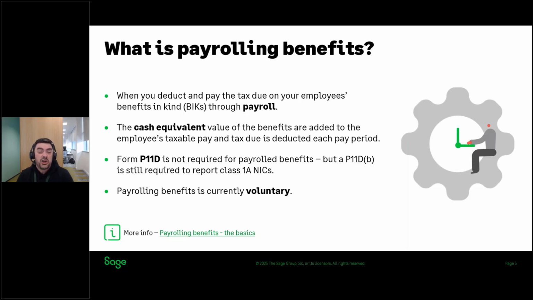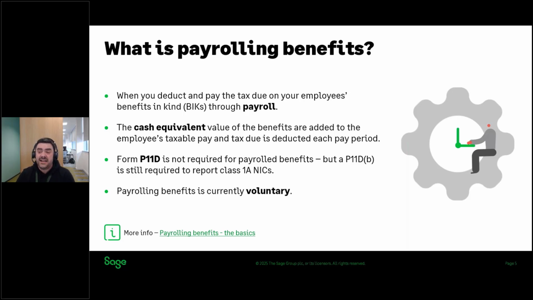Now, this is done using a notional payment because obviously it's not money that you're giving to them, it's the value of a benefit that you've provided. So the effect in your payroll is that the tax is deducted, but the gross pay and the net pay doesn't increase by the value of the benefit.